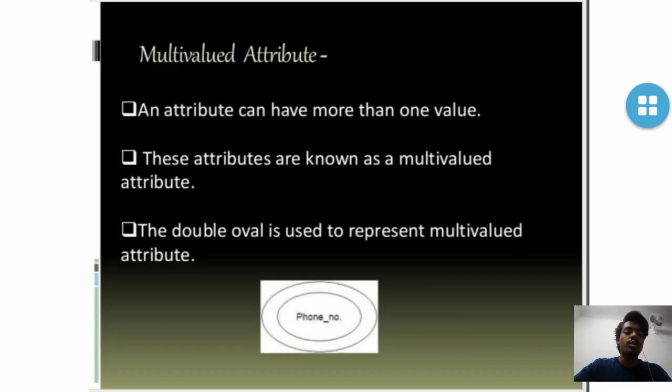Multi-valued attribute. An attribute that can have more than one value is known as a multi-valued attribute. The double oval is used to represent a multi-valued attribute.